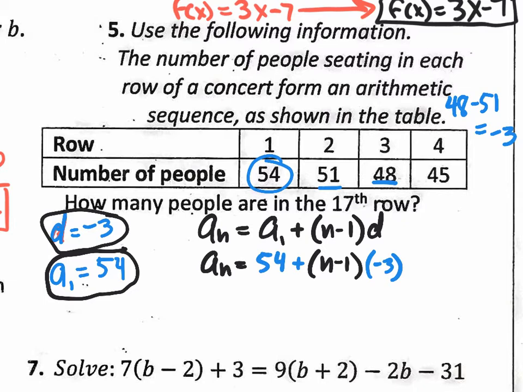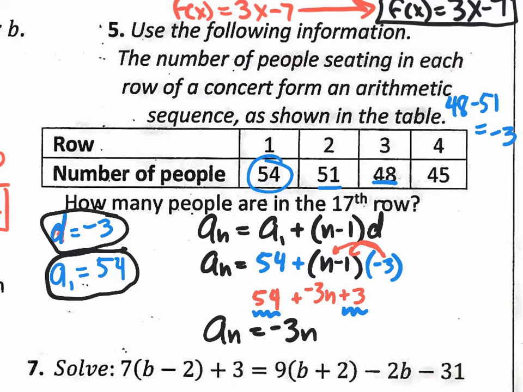And let me simplify this by distributing. Negative 3 times n is negative 3n. Negative 3 times negative 1 is positive 3. And again, I'm going to bring down the plus 54 in front. And now I'm going to combine like terms for my final step. There's 54 here plus 3 here. What's 54 plus 3? 57, right? So we really have the a sub nth rule equaling negative 3n plus 57.